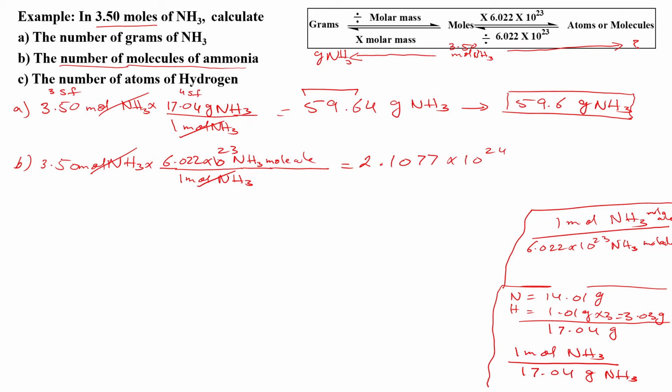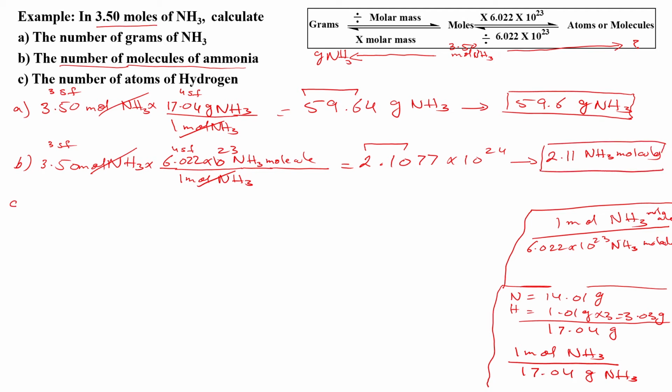And again, I will check my sig figs. So I have 3 sig figs here, 4 sig figs here. So I'm going to round it to 3 sig figs. And when I do that, it will be 2.11 times 10 to the 24 ammonia molecules. That's what I have to find, molecules of ammonia.